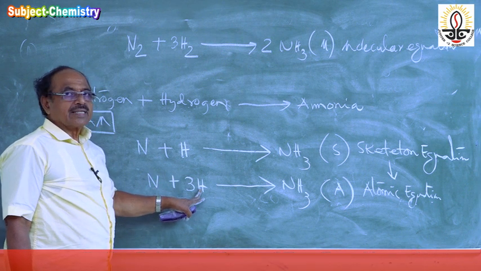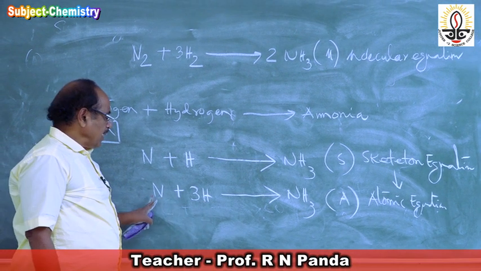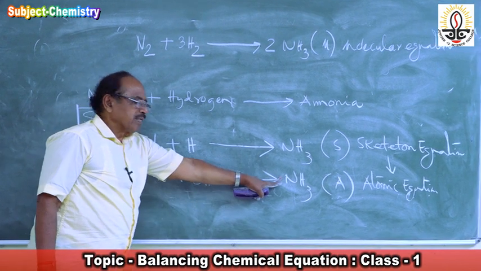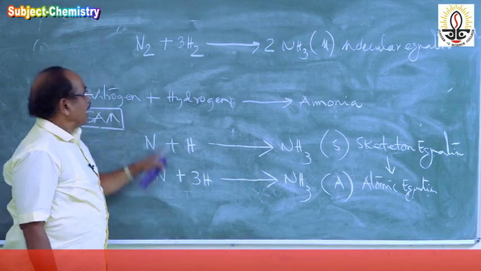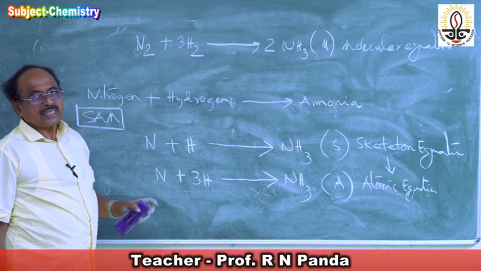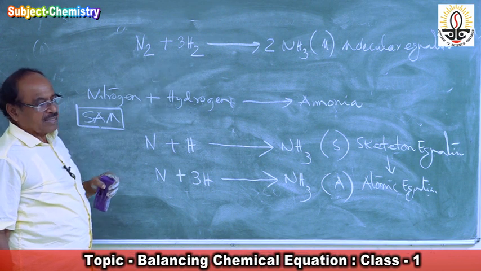Hydrogen is an elementary gas. So this will remain in a molecular state. This will remain in a molecular state. So I have to multiply this by 2, this by 2. So I wrote N2, then I wrote 3H2, then I wrote 2NH3. So this is a balanced molecular equation. This is a balanced chemical equation.